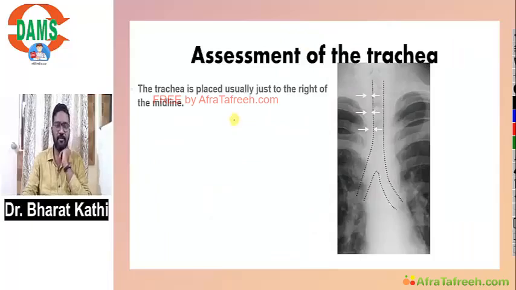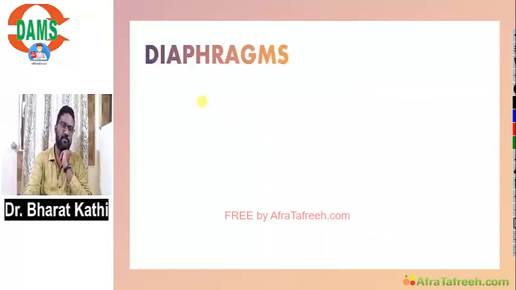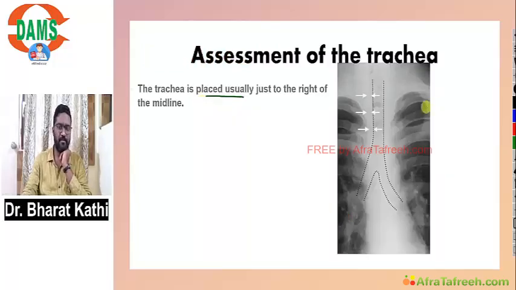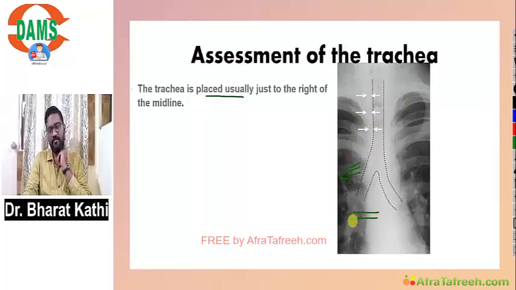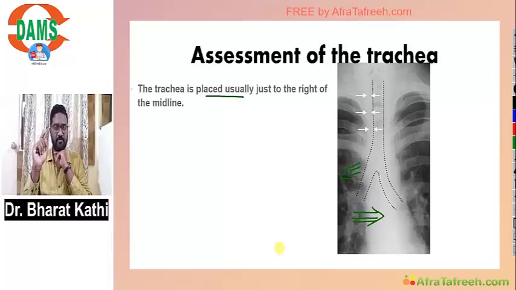Then coming to trachea. The trachea is usually placed just to the right of midline. So slight right is the normal position. I think everybody knows this. So trachea is slightly towards the right. If trachea is pulled towards the side of disease, or pushed away from the side of disease, what are those diseases? We will discuss later. You should also say what is the position of trachea when you are explaining the density.